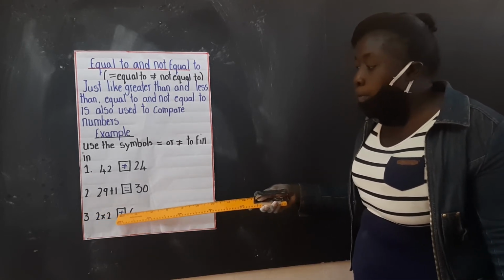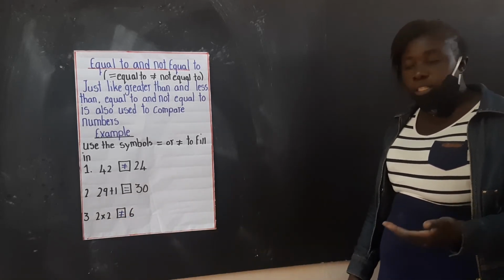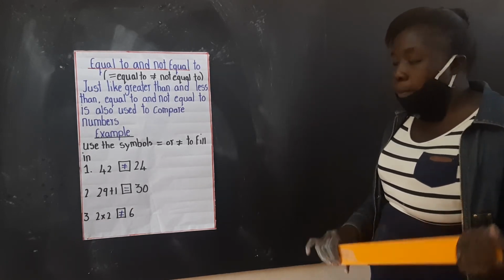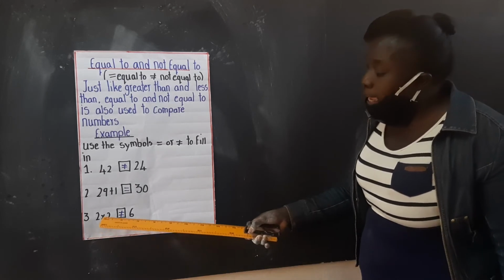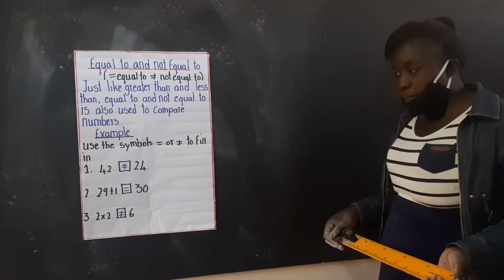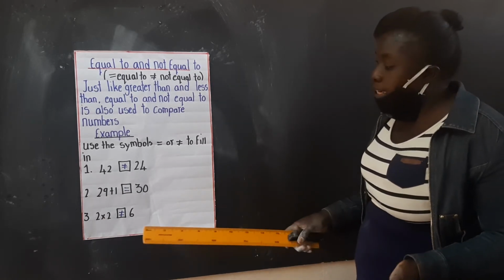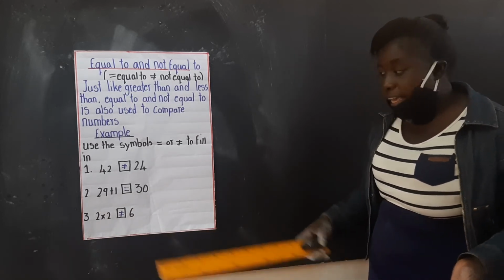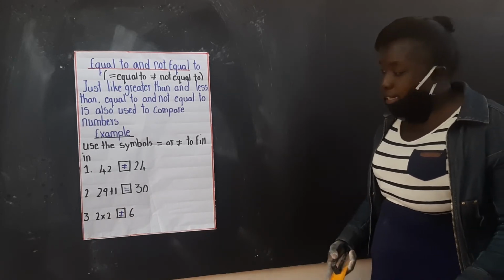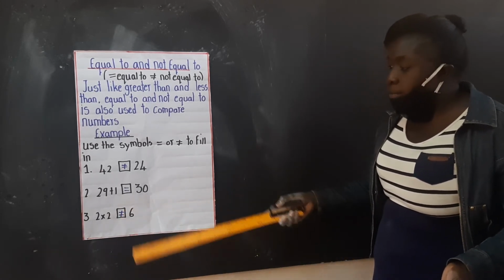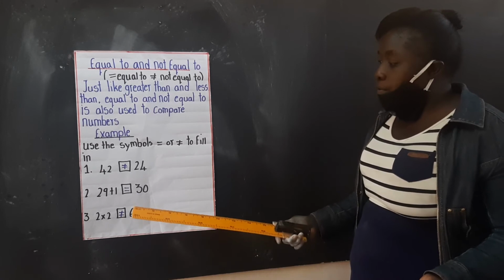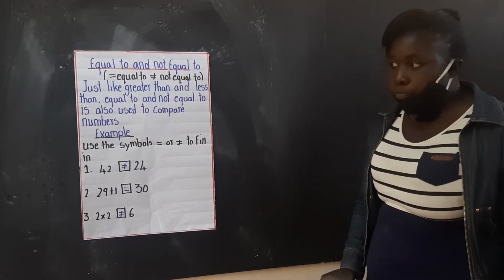Okay, the last example, number 3, we have been given 2 times 2 box 6. I'm sure we haven't forgotten how we multiply numbers. When you multiply 2 times 2, what will be your answer? Okay, very good. I know some of you say 4. Our answer here is going to be 4. So when you say 4 box 6, are they the same? They are definitely not the same. So the correct symbol to use there is the symbol for not equal to.